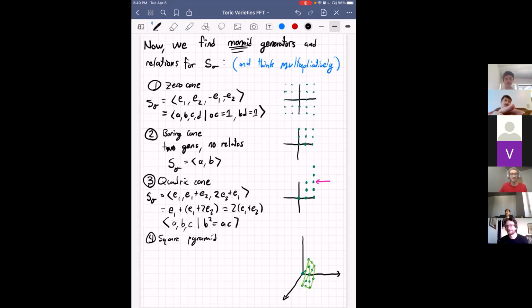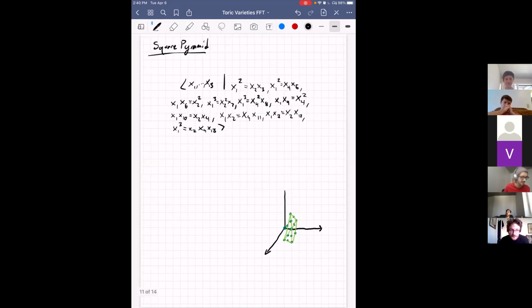And now the square pyramid. Rather than taking 2 hours and doing the square pyramid out by hand, I did it beforehand. And it looks like this. These are the generators and relations. There's 13 of these points that you'll need to generate the lattice. And I plugged it into a computer, and these are all of the relations that you'll need.